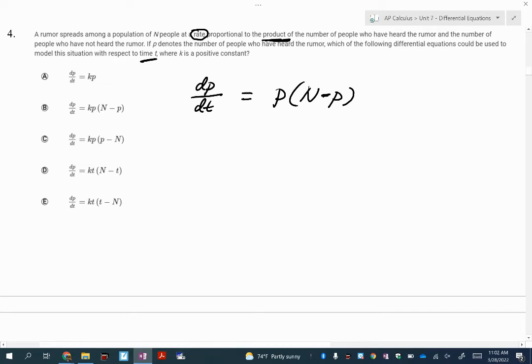So I'm looking for this in my answer choices. I'm sorry, I should have mentioned that I am going to have a constant here, where K is a constant. So now if I look at that, I'll find my answer, which is B.